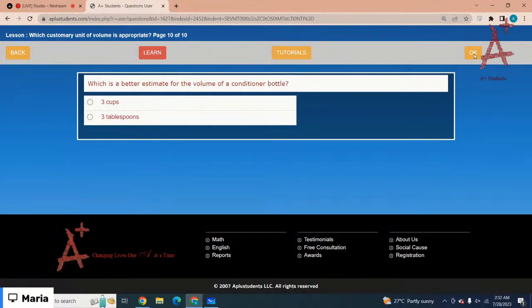The correct option is 3 cups because 3 tablespoons is much less for a conditioner bottle, so it would be 3 cups.